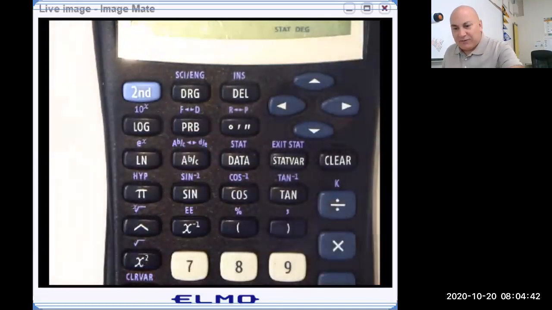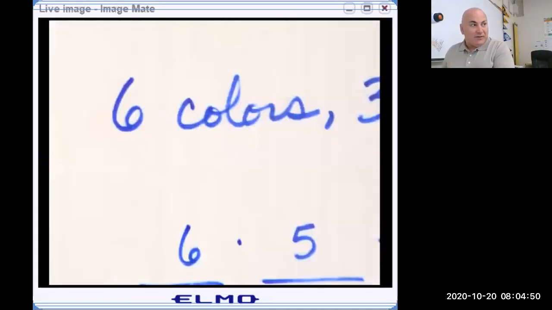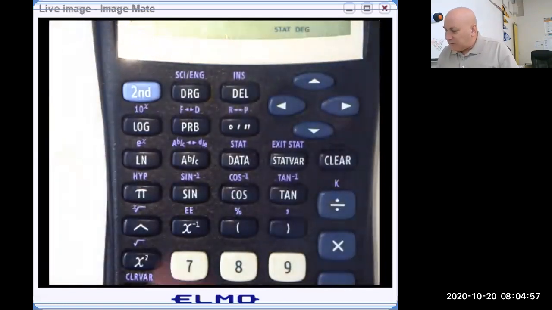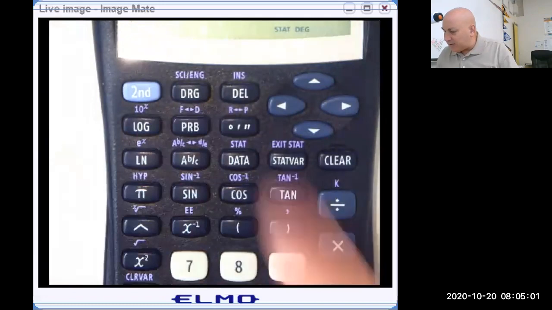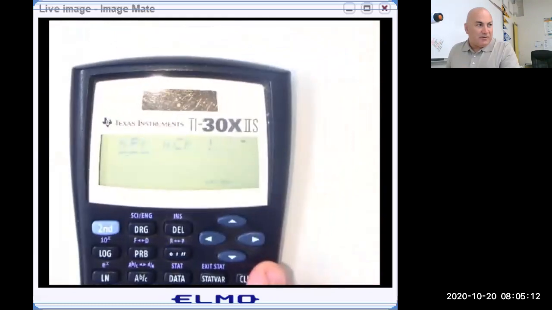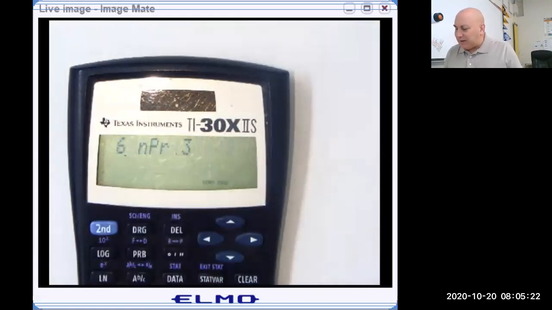So let's go back to one of our last problems. 6 colors, 3 at a time, ends up being 120. So we have 6. Now that PRB is probability. I'm going to click the probability button. And you see what shows up. Ooh, there it is. You see the nPr function shows up. So 6 nPr 3. So what we've really done there is 6P3, and we already calculated that should be 120. And it is. So that's all we do for permutations.